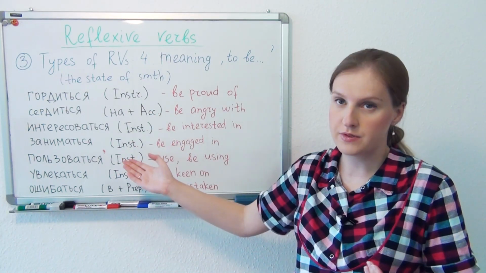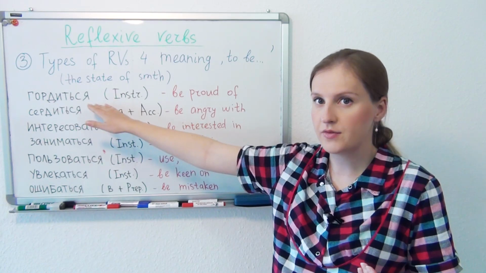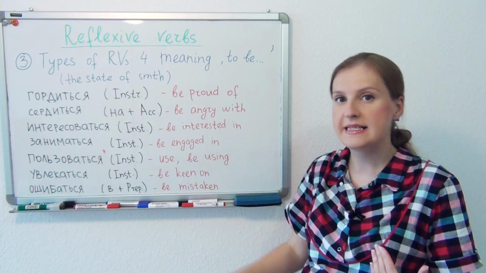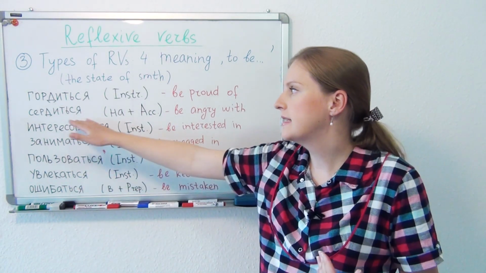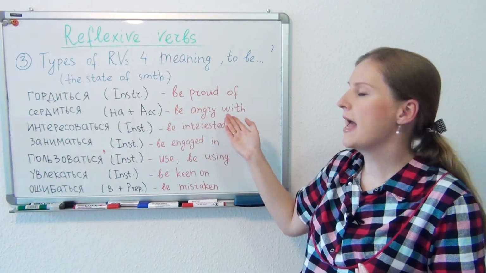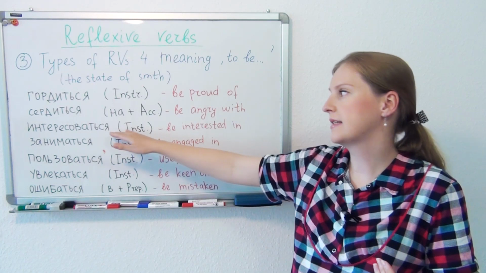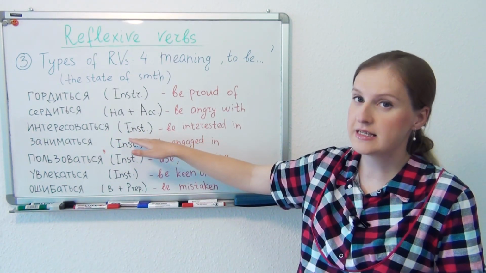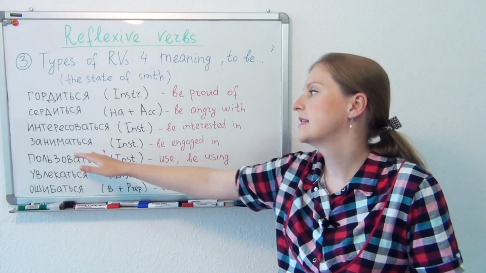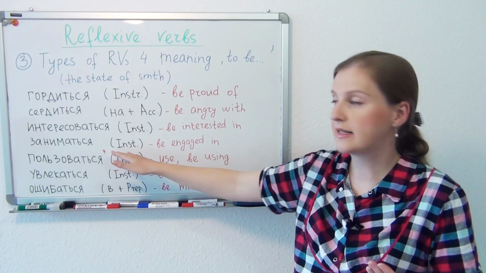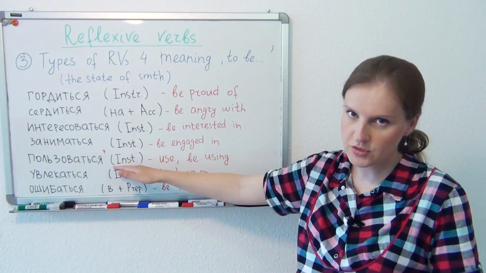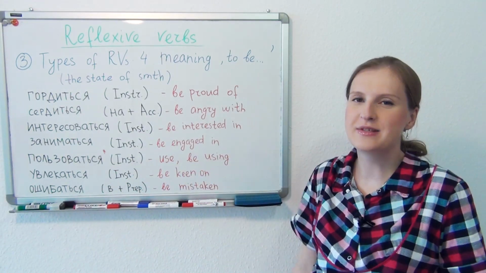Let's take a look at the verbs. Гордиться. After it, we use the instrumental case. To be proud of. Гордиться чем-то. Сердиться на plus the accusative case. Be angry with. Интересоваться чем-то. Интересоваться with the instrumental case. Be interested in something. Заниматься. Also instrumental case. To be engaged in. Пользоваться. Instrumental case. Use. Be using.